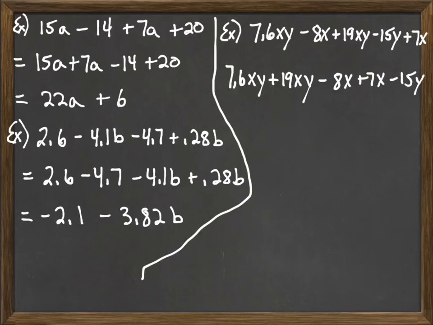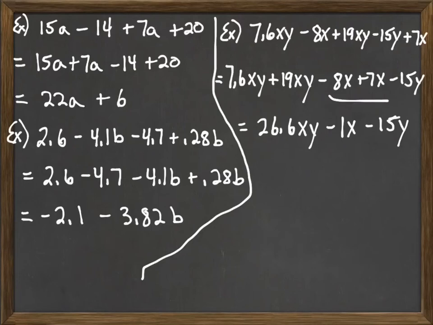7.6 plus 19 will be 26.6xy. Negative 8 plus 7 will be negative 1x. And then the 15y will just tag along. Now instead of writing 1x here, if you wanted to, you could just write x.